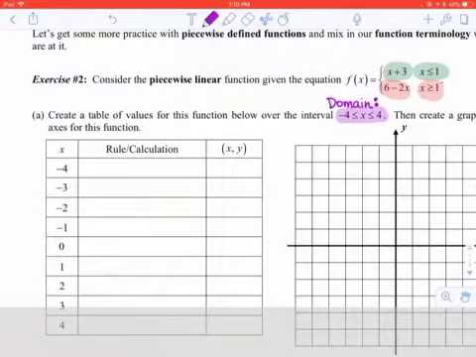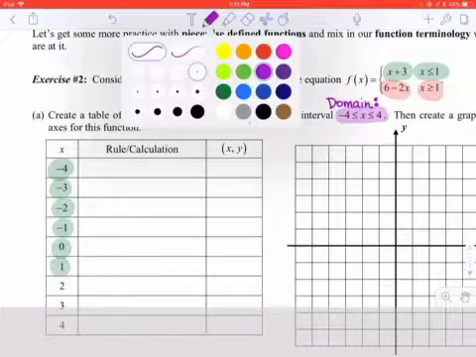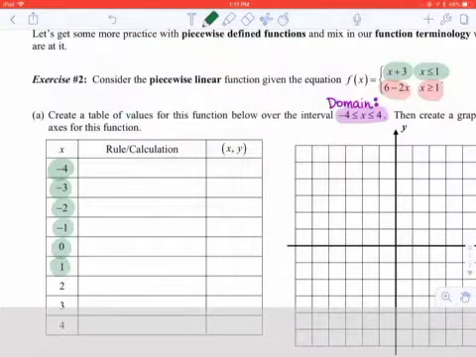So, for the x values of -4, -3, -2, -1, 0, and 1, we're going to use that first function, x plus 3. So I'm just going to quickly do my math here in my head and write down the point that I get when x is -4. -4 plus 3 is -1, so that's the point -4, -1.